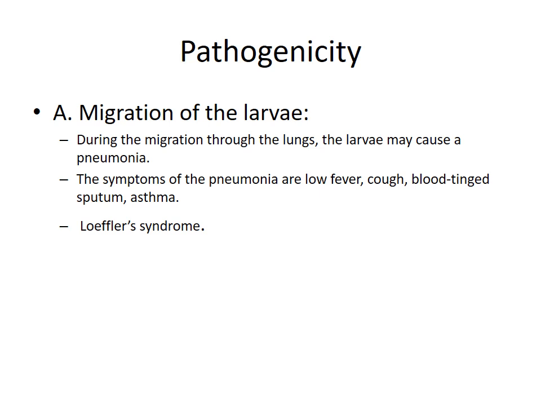You know that the larva is there in the lung and it breaks the alveoli. So mainly during that migration it causes pneumonia-like symptoms, which is commonly known as Loeffler syndrome, where the main symptoms are low grade fever, cough, and sometimes even blood-tinged sputum.